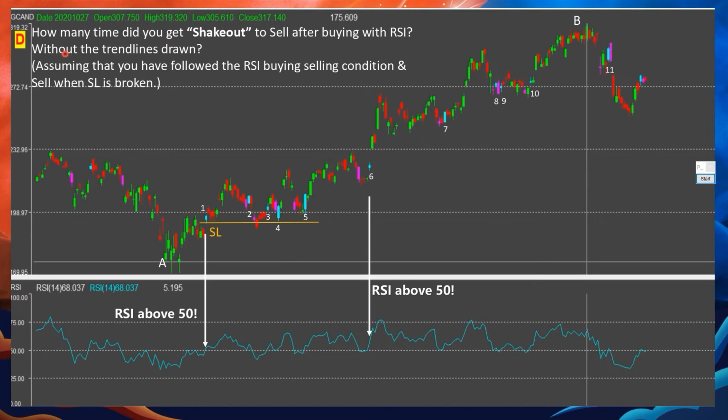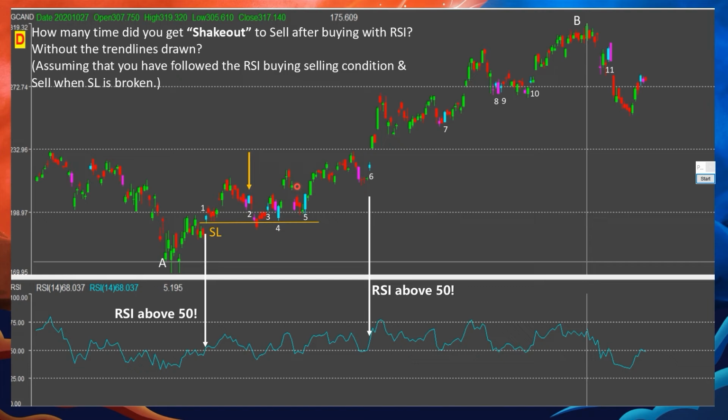Now, in this case, there are no trend lines drawn. Assuming that you have followed the RSI buying and selling condition and sell when the stop loss is broken, you're purely buying and selling based on RSI without any trend line to help you gauge. So can we make some mistake here?